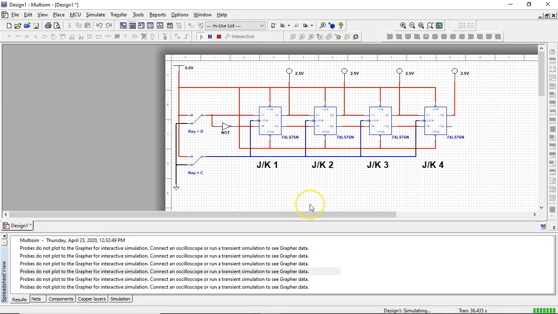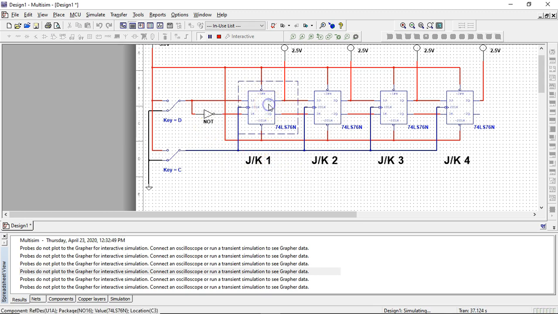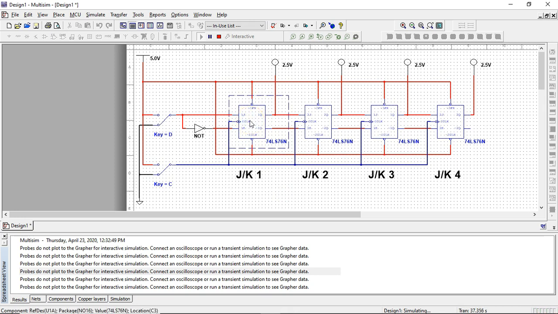First and foremost, what we are doing is creating a sort of counter, we'll call it a counter, where when we input a value on JK number 1, which is this flip-flop right here, the output of that chip is going to affect the input of the next chip. So JK1 affects JK2, JK2 affects JK3, and JK3 affects JK4. Now, why is that important?